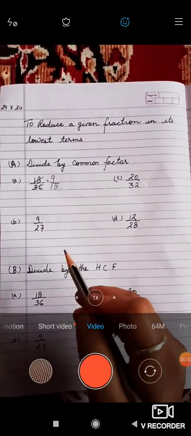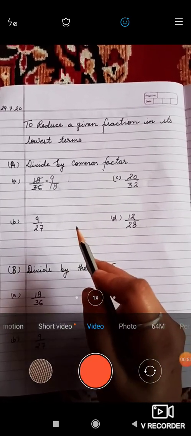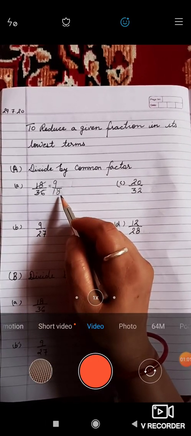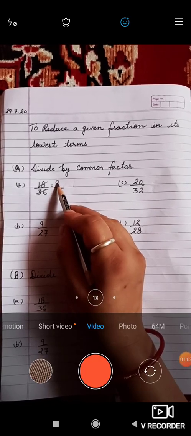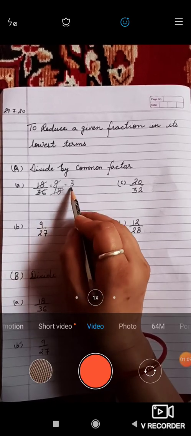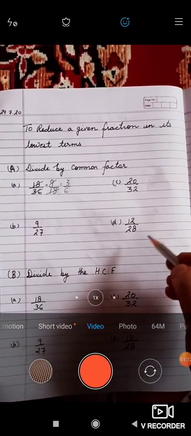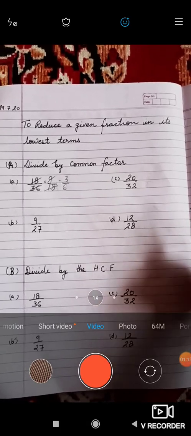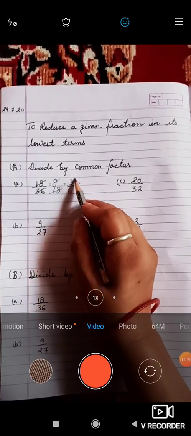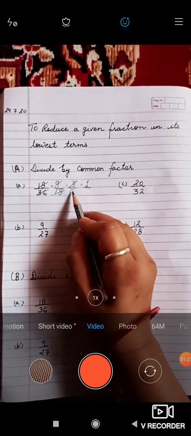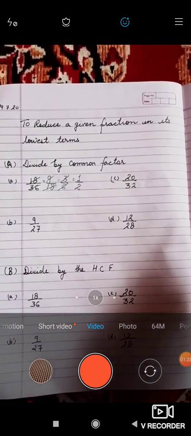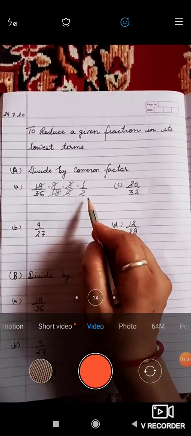Now the fraction is 9 upon 18. We can reduce it again. Now 3 is common for these two numbers. So first you will divide 9 by 3, you will get 3. And divide 18 by 3, you will get 6. So now the fraction is 3 upon 6. Again we can reduce it. So now again 3 is common for both. So divide 3 by 3, you will get 1. And divide 6 by 3, you will get 2. So the lowest term for this fraction is 1 upon 2.